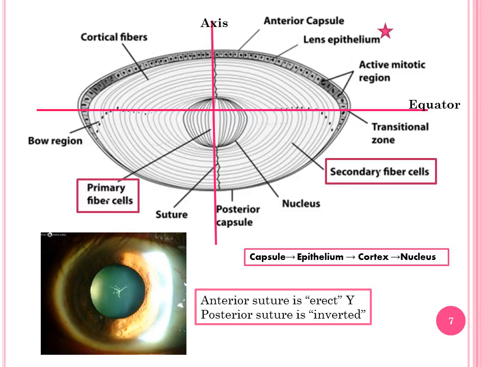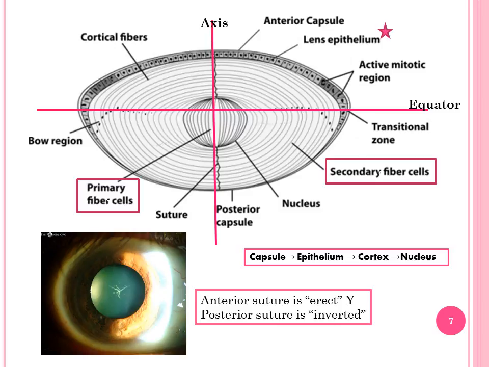Here I have, we'll get to the Y sutures in a second. Here I have written, we go from the capsule to the epithelium to the cortex to the nucleus. So that is if we came in with light, to the front of the lens, and we're just going to travel through, we're going to hit capsule, epithelium, cortex, and the nucleus.